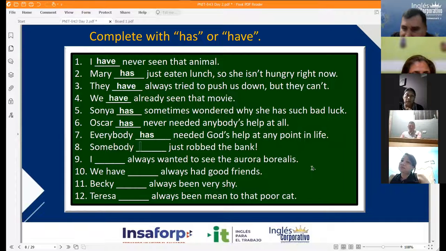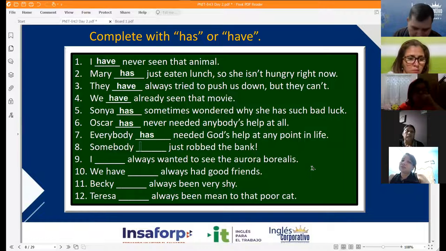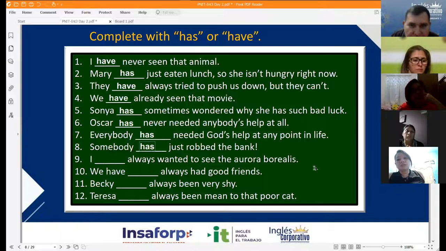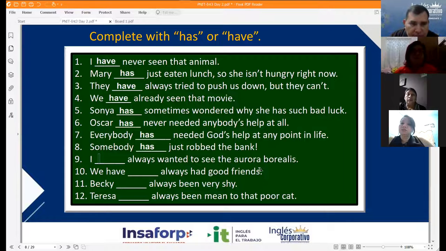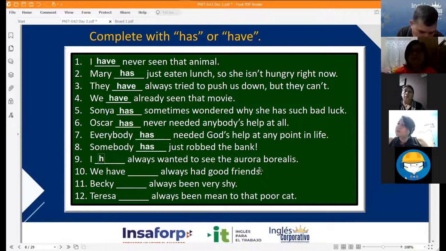Number eight. What do we have in there? Somebody has just robbed the bank. Somebody has just robbed the bank. Exactly. Number nine, what do we have? I have always wanted to see the aurora borealis. Aurora borealis. Borealis. Yes.